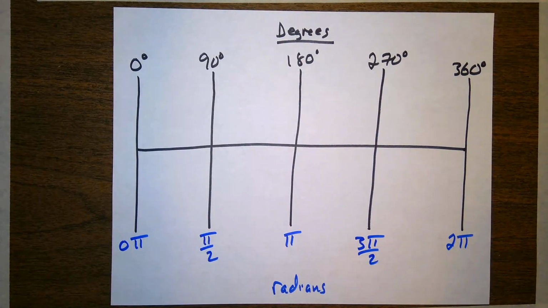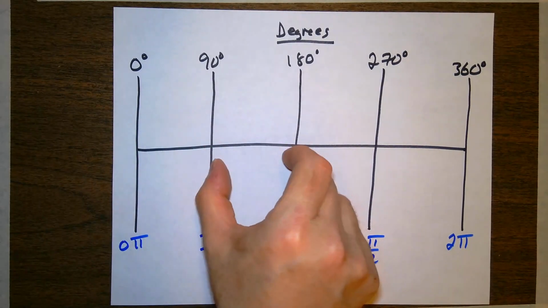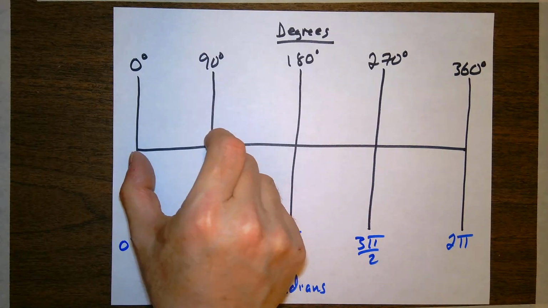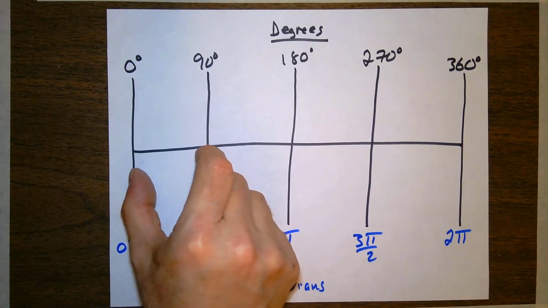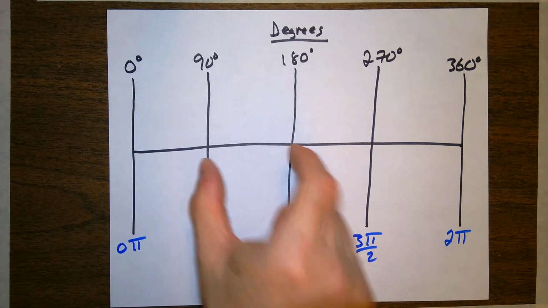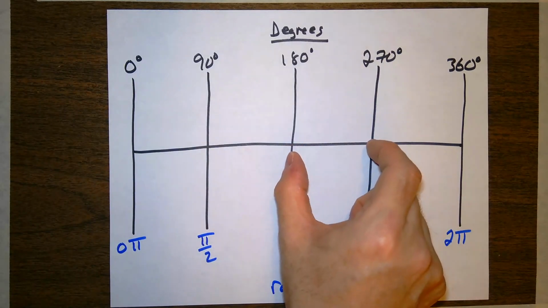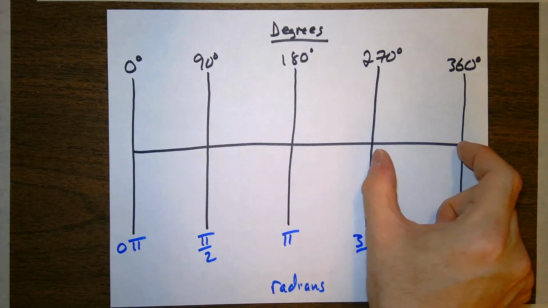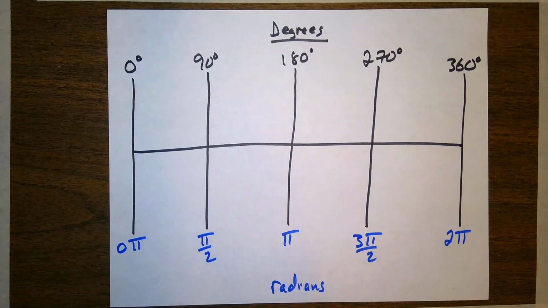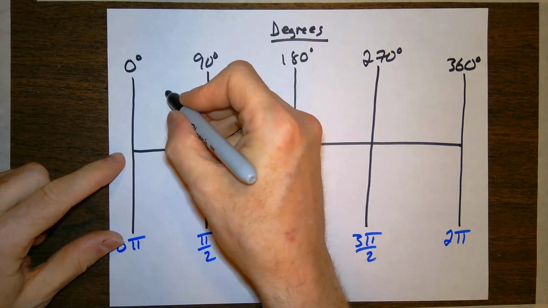But before I do, I want you to notice that each of these is actually a quadrant on the circle. Between 0 and 90 degrees, these are all the angles in the first quadrant. Between 90 and 180, these are all the angles in the second quadrant. Between 180 and 270, this represents the angles in the third quadrant. And 270 to 360 degrees, this represents all the angles in the fourth quadrant. So I want to take a look at the halfway points here.